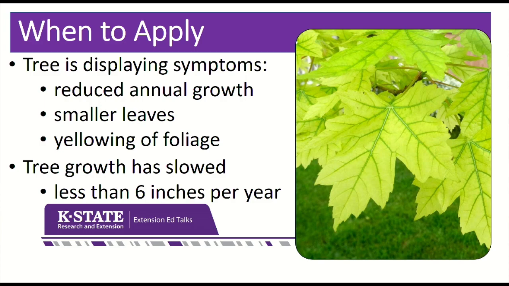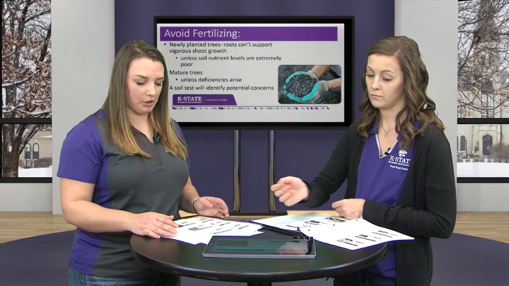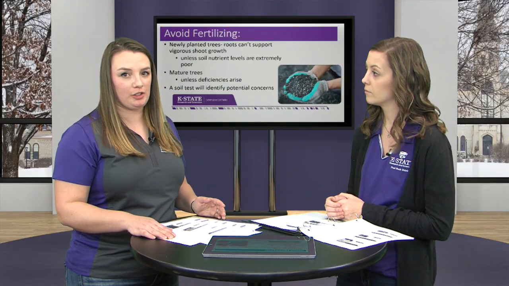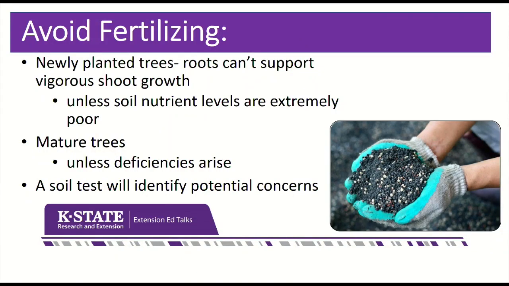If it's showing yellowing or something like that, it often means that it's low on nitrogen or iron. But you could also see symptoms like reduced annual growth or smaller leaves than normal. A tree should often grow about 6 inches per year, a little bit more. So if it's slower than that, or you're not seeing a lot of new leaves branching out this spring, maybe consider fertilizing. But you should avoid fertilizing if it's a newly planted tree.